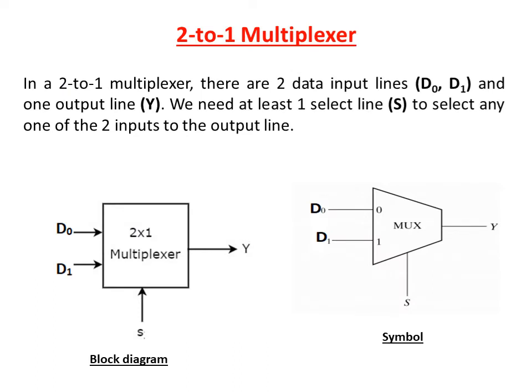First, let's see about 2 to 1 multiplexer. The multiplexer representation is this one and this is the block diagram. And here 2 to 1 multiplexer, from the name itself we can identify total number of input is 2 and the output is 1. So the two inputs are considered as D0 and D1 and the output is represented as Y, and 2 power 1 is equal to 2. So the one selection line is needed.